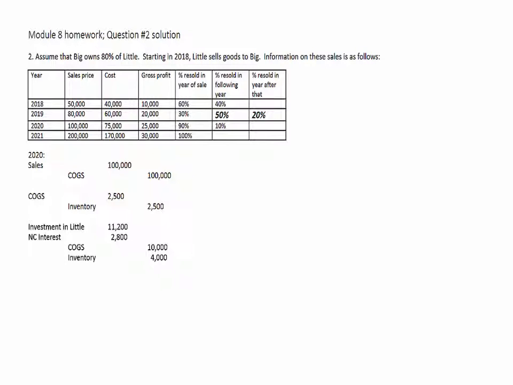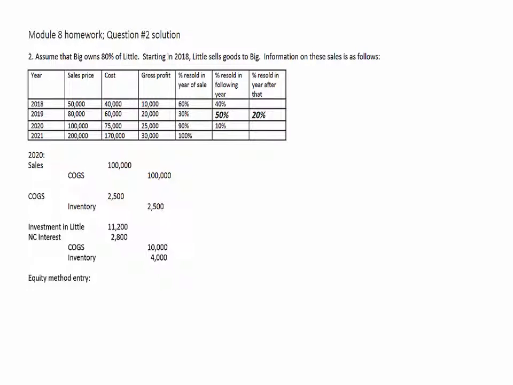Similarly, for the credit to inventory, we could say, look, there's still 20% of that $20,000 gross profit which is still unrealized. That merchandise is still on Big's balance sheet at that inflated value. We have to go ahead and strip out that $4,000 out of that inflated inventory balance.